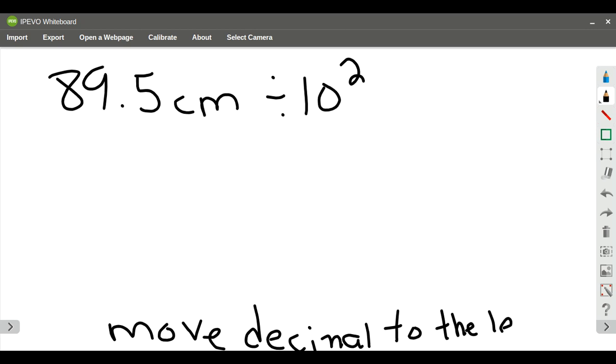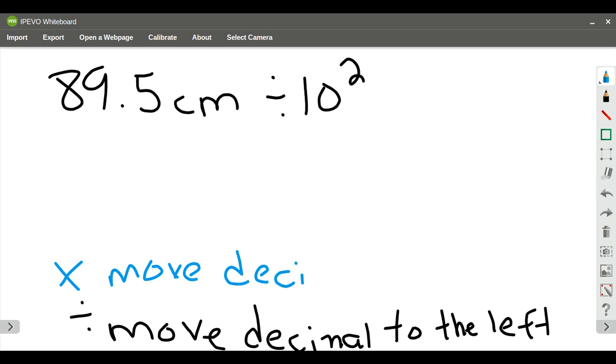Okay, so we just need to remember that when we divide, we move the decimal to the left. When we multiplied, we move the decimal to the right. So divide means left, multiply means right. Unless we were multiplying by a value less than 1, and then that changed how we were multiplying.